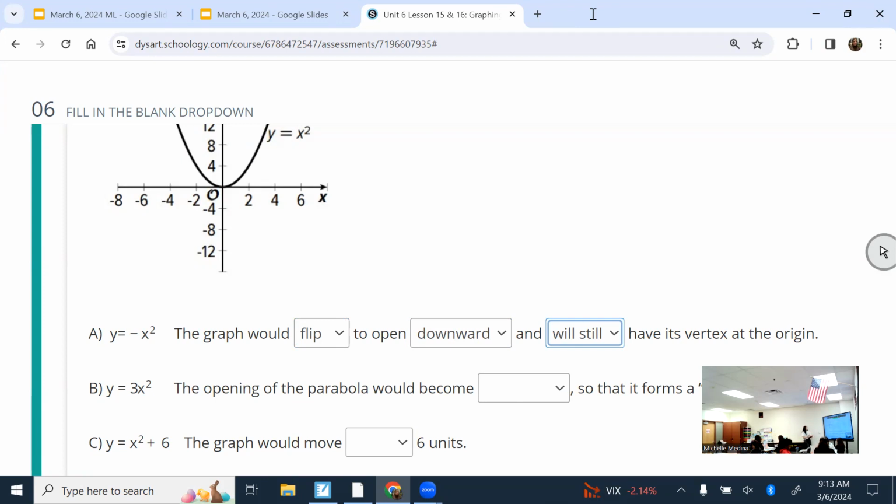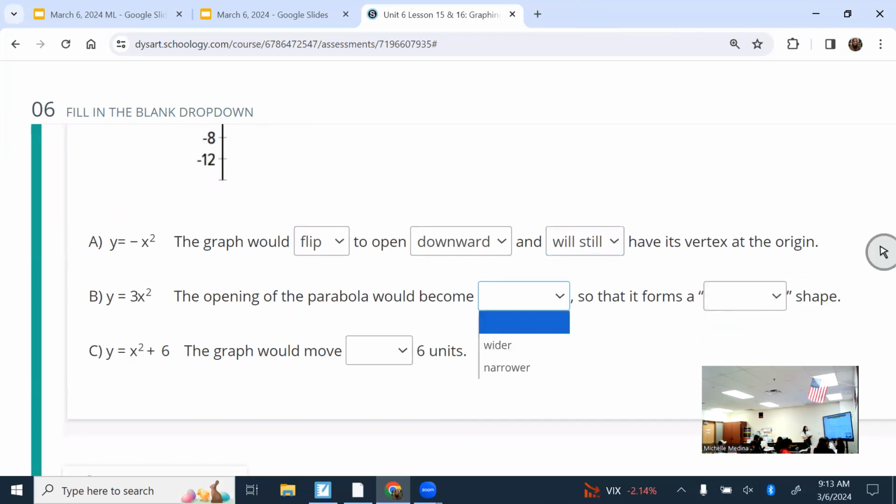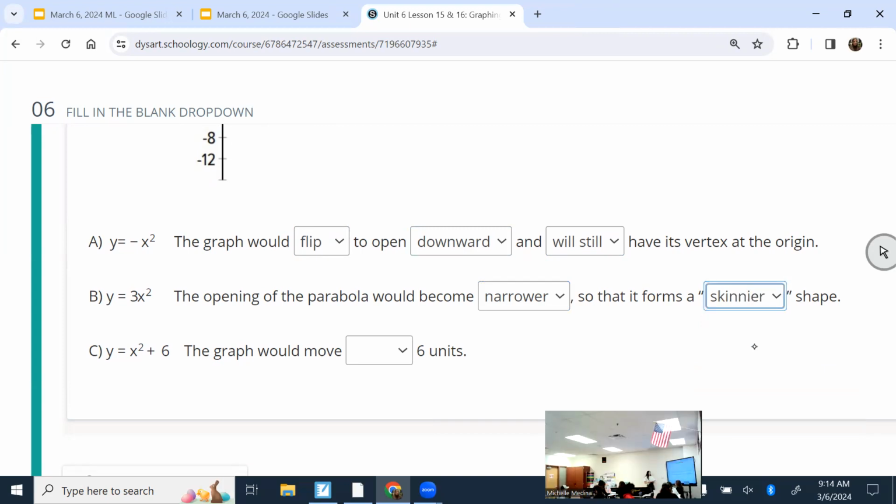Now, if it's 3x squared, so now we're making the a of 3, would the parabola become more narrow or more wide? More narrow. And you could graph it and see that. But we saw that if it was greater than 1 or less than -1, it made the graph skinnier. So it would be more narrow so that it forms a skinnier shape.